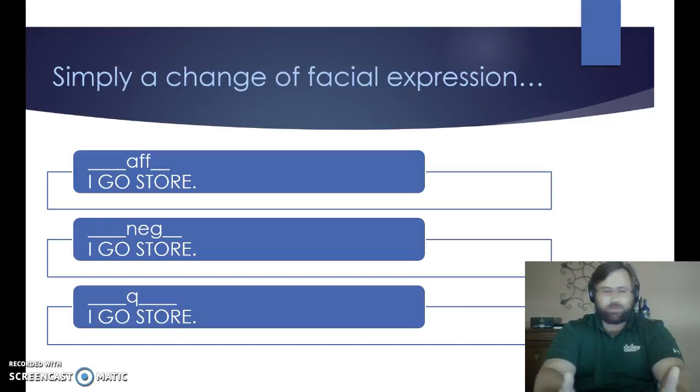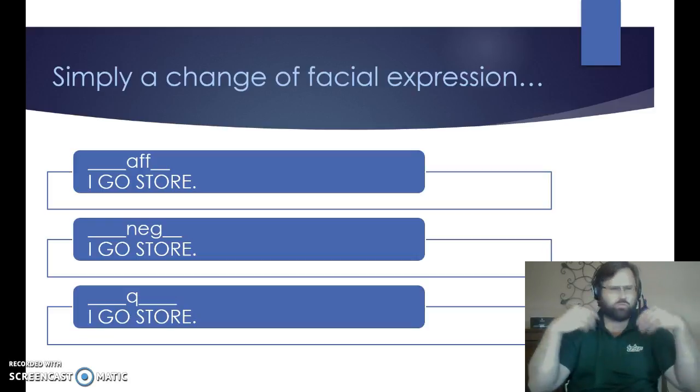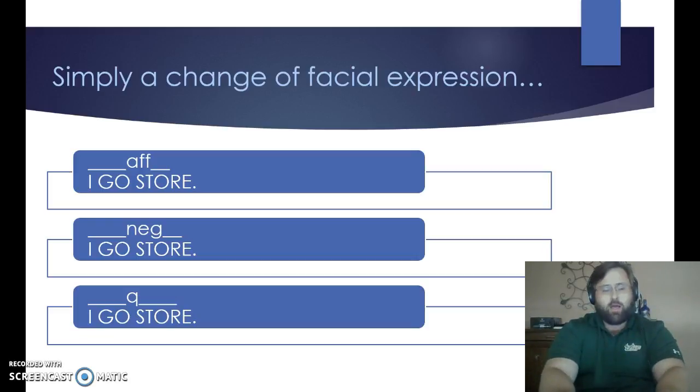For negation, you have a shaking of the head, and so if you were to say, I'm not going to the store, that could look like this. For a question, though, if I were to ask, am I going to the store, the way that you would form that would be by raising the eyebrows and leaning forward, looking directly at the person you're asking the question of.